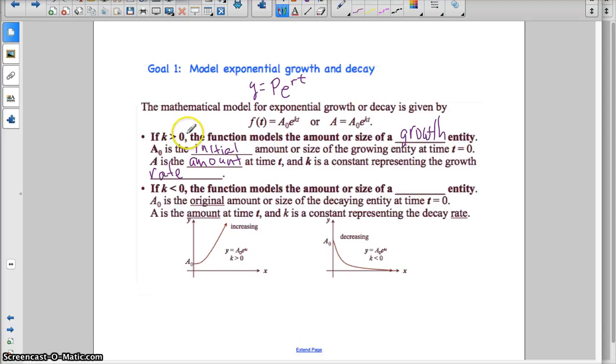So if k is greater than 0, we have a growth entity. But if k is less than 0, then k is negative, we would have a decaying entity. A sub 0 is still the original amount or size of the decaying entity. A is still the amount at time t, and k is our constant decay rate.